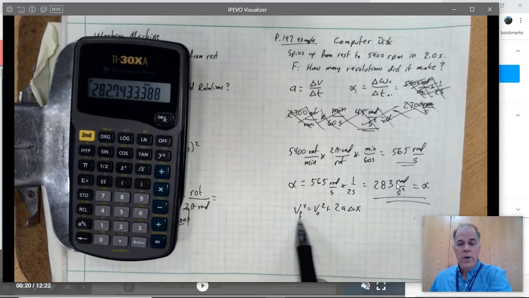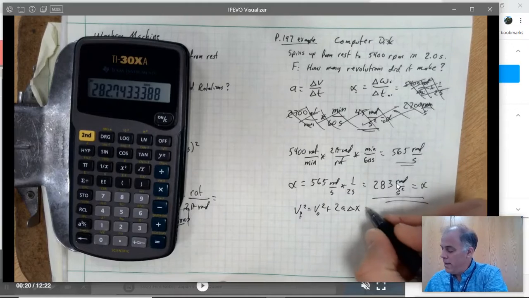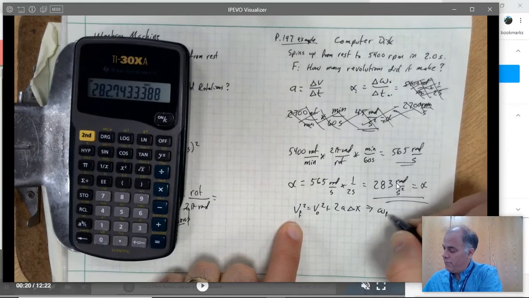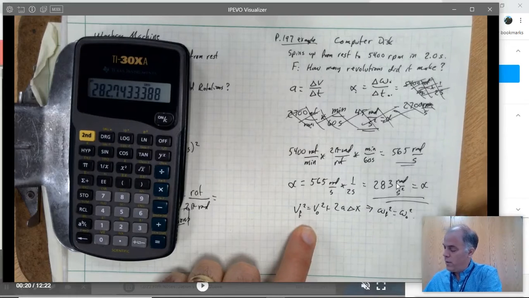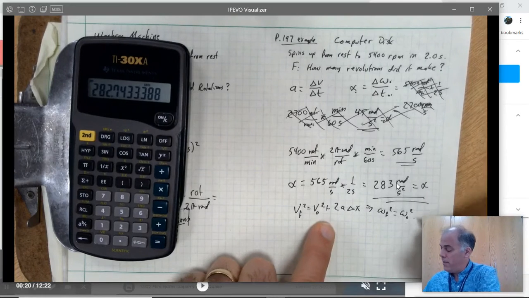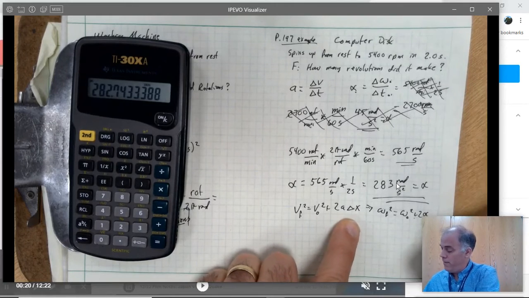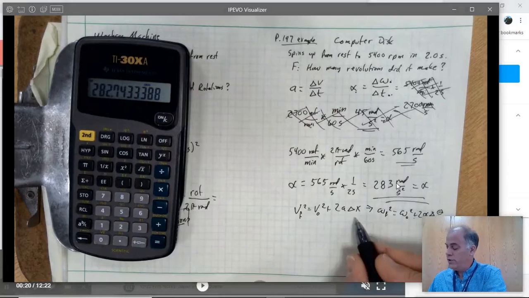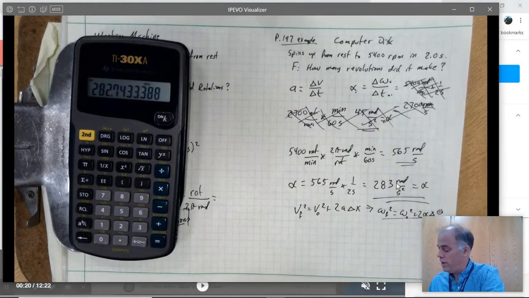On the AP exam, they don't translate this for you into rotational terms, and so I want to show you how to do that. So this is what it looks like. The v's turn into omegas, so omega final squared, that's the angular velocity, is equal to omega initial squared, that's the initial angular velocity, plus 2 alpha, that is the angular acceleration, times delta theta, which is the radians of rotation instead of the meters of straight line distance. Okay, so this is the equation that we're going to use.